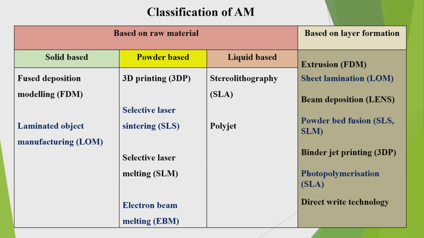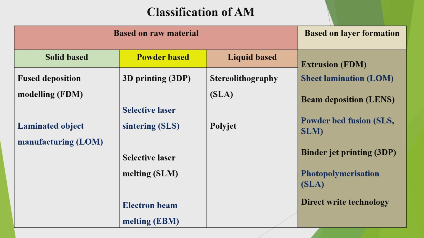There are so many additive manufacturing processes, it is not just one. We can classify them in different ways based on raw material. It can be solid based, powder based, or liquid based. In the solid based, we have fused deposition modeling. Suppose there is a wire in the form of a solid and it is melted, and then you can make plastic type components, polymer based components. Then laminated object manufacturing, where we have sheets and these sheets are stacked one on top of the other. So, this is solid based.